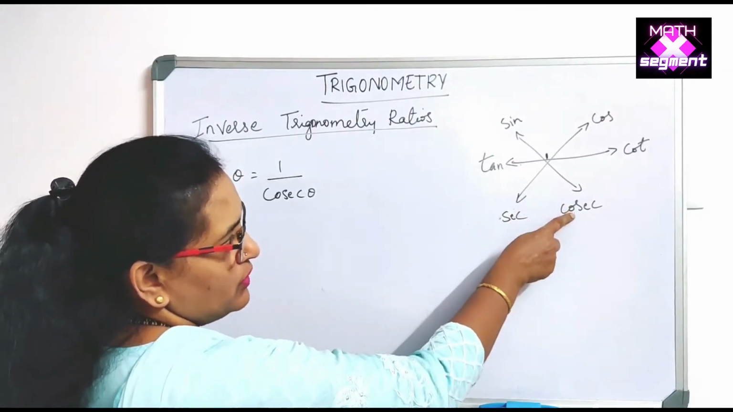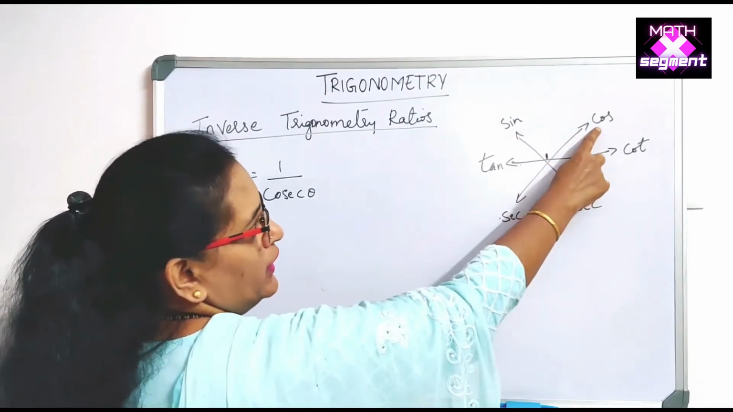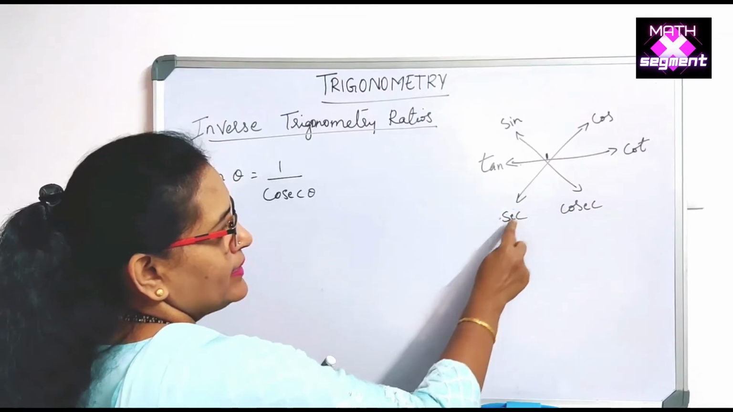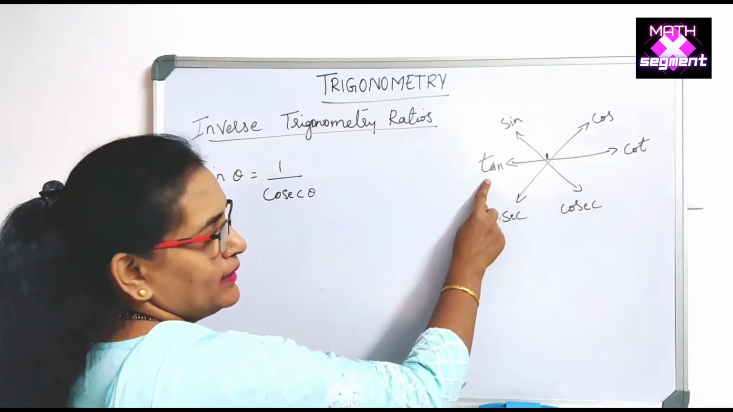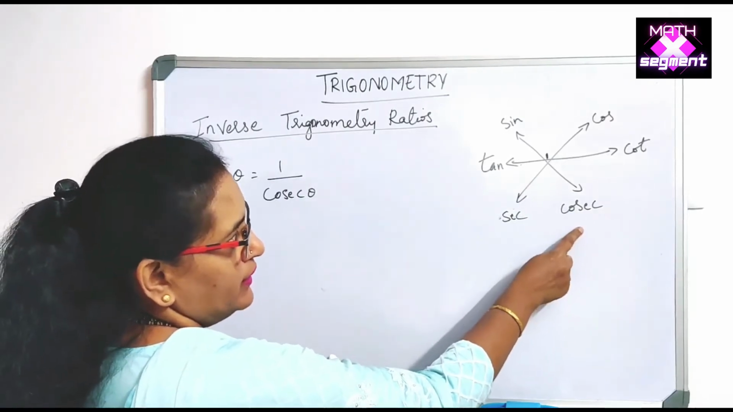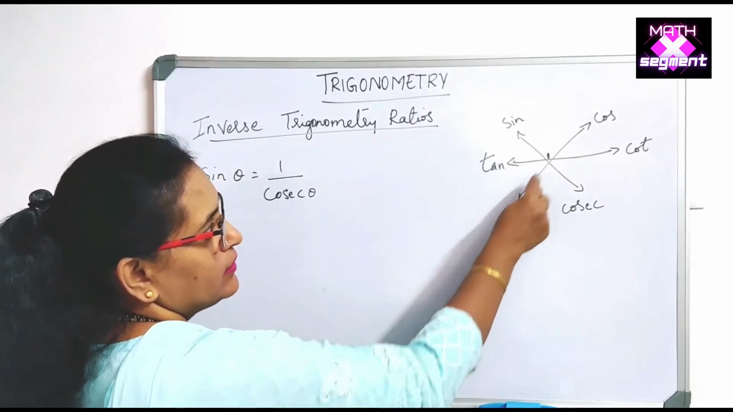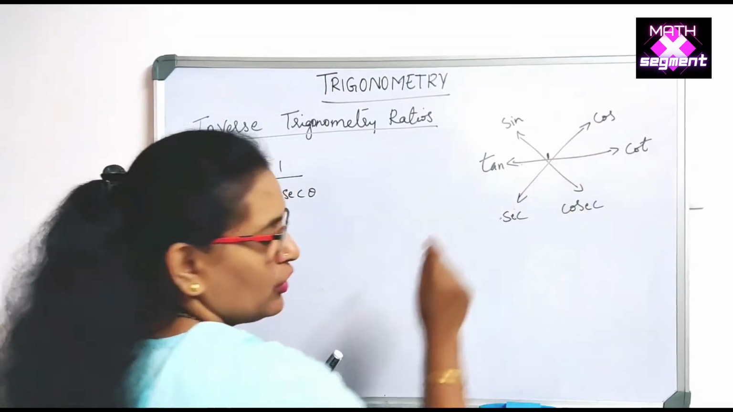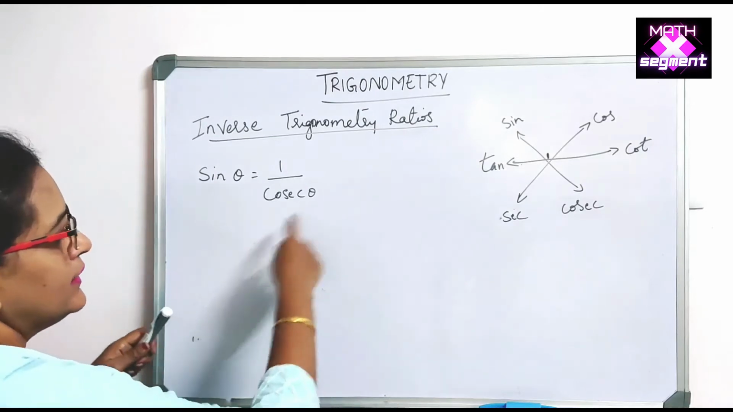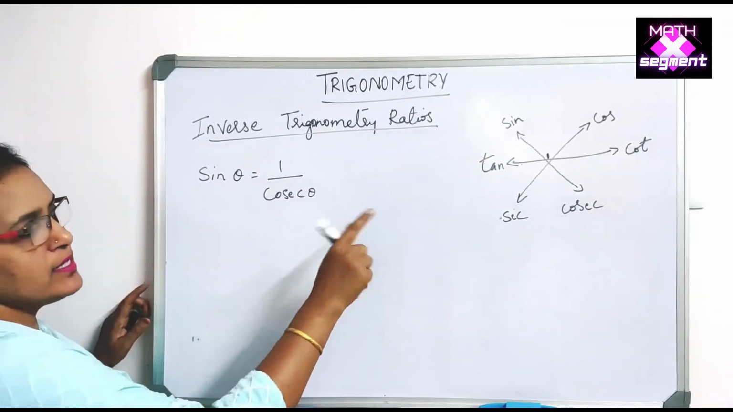If you have understood this, then you can find all the inverse ratios. If you take cos, it is 1 by secant theta. If you take cot, it is 1 by tan theta. If you take cosecant, it is 1 by sine theta. If you take secant, 1 by cos theta. If you take tan, it is 1 by cot. I'll write down whatever I have explained. It is very easy if you remember this figure.